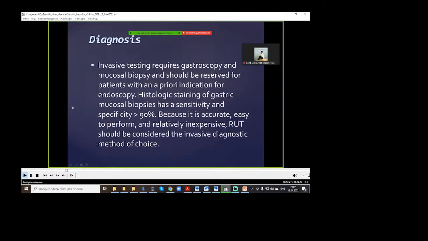Invasive testing requires gastroscopy and mucosal biopsy and should be reserved for patients with a prior indication for an endoscopy. Histological staining of gastric mucosal biopsies has a sensitivity and specificity of more than 90%. Because it is accurate, easy to perform, and relatively inexpensive, this testing should be considered the invasive diagnostic method of choice.